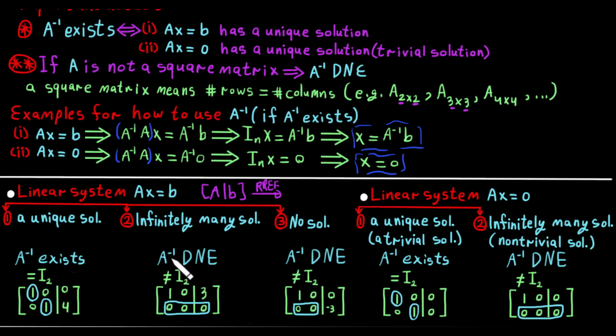If you have infinitely many solutions, A inverse does not exist, because on the left side of the augmented matrix, it's not equal to identity. The same thing, it's not equal to identity. So that's why for no solution or infinitely many solutions, A inverse does not exist. The same thing with the homogeneous system. Here, if you apply RREF for this augmented matrix, in this case, you have it like this.